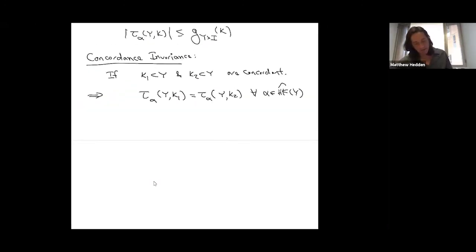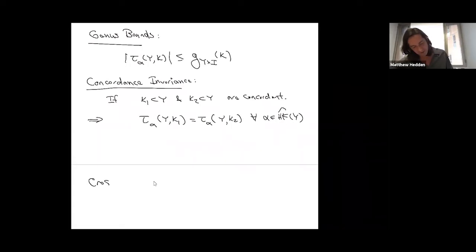And a final application in Y cross I is you have crossing change inequalities.